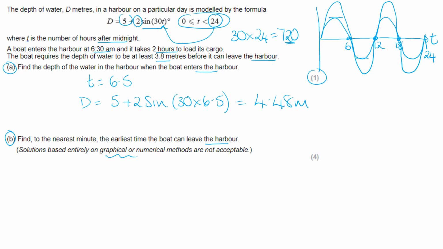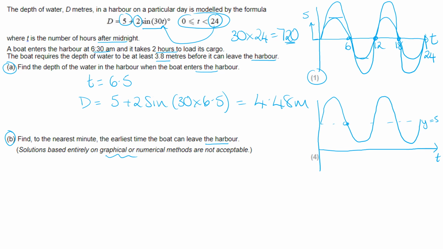And then the 5 on the front means that the whole graph is going to shift up 5 places. So that's a translation. So if we draw the graph, and then if I put in the line y equals 5, then it's going to go up to 7, down to 3, up to 7, and down to 3 again. So these places are going to be our time. So we're going to have 6, 12, 18, 24. And what we're trying to do is find the earliest time the boat can leave.